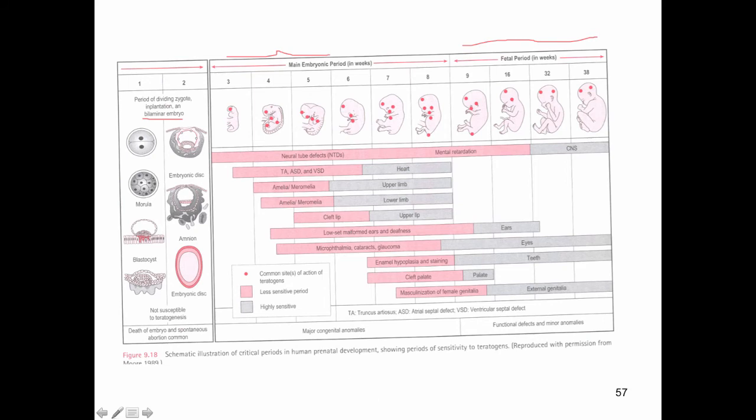And the types of defects that can be caused by teratogens include things like malformations, where you have a physical alteration of structure. You can have deformations, where basically the shape or position of the body part is changed because of mechanical forces.